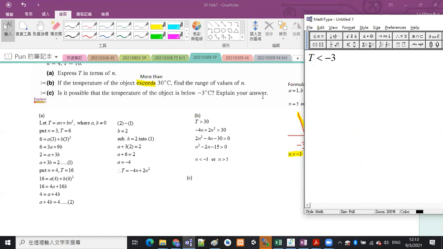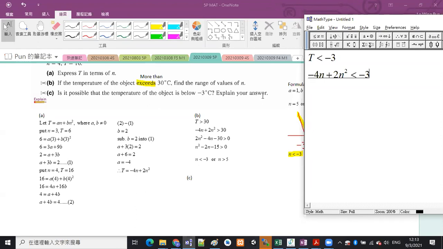Okay? If we want T to be less than -3, do we have solutions? If we do not have solution, then it means that T is not possible to be less than -3. If we have solution, then it means that T is possible to be less than -3. Okay? First, we just change the T to be its formula. That is -4n plus 2n squared should be less than -3.